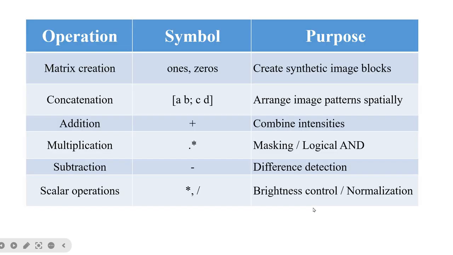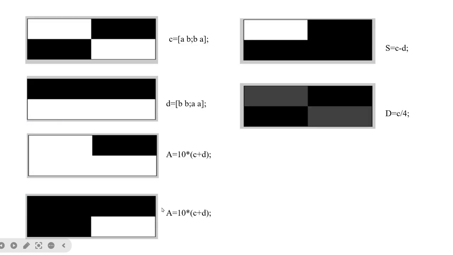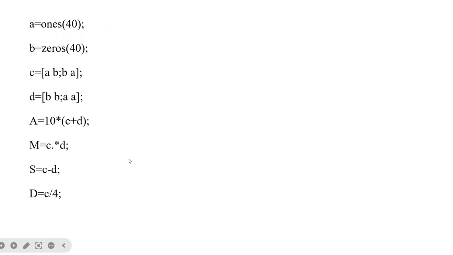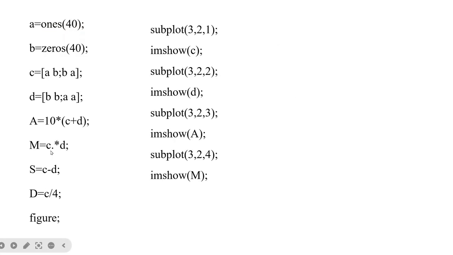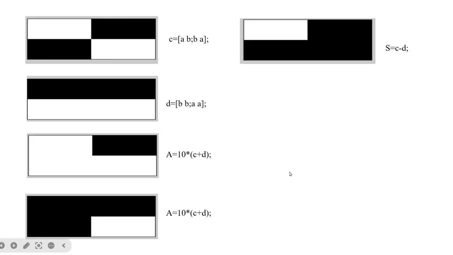So here, this is nothing but the element-wise multiplication. This should actually be M. Fine, so I'll show you here. This one, M. M is equal to C dot star D. Okay, so there is a mistake here.